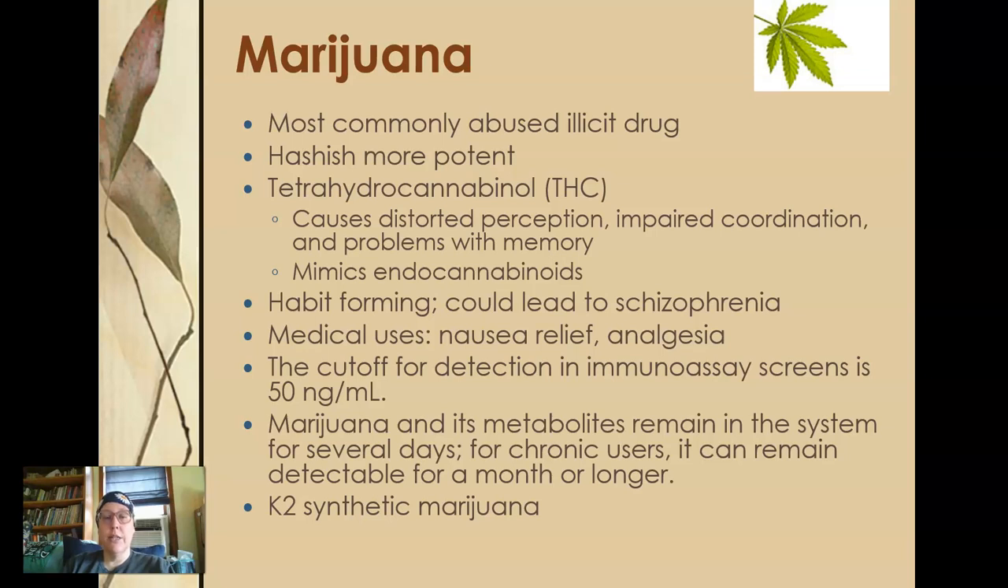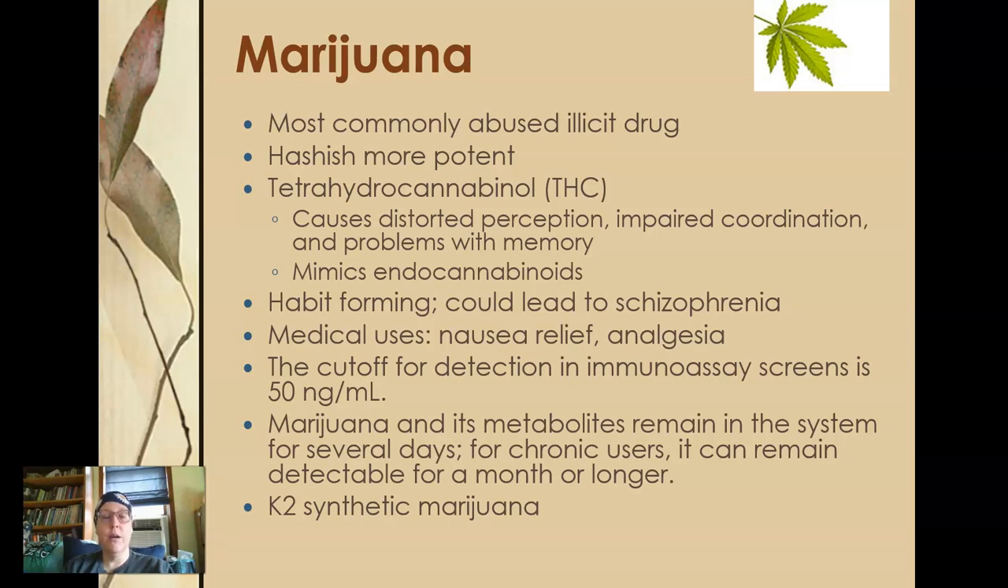The cutoff of detection in the immunoassay screen is 15 nanograms per mL. Marijuana and its metabolites remain in the system for several days. And for chronic users, it can remain detectable for a month or longer. And some programs that are testing for marijuana use and drug use were actually doing hair analysis to detect longer spans of use, and refusing entry into healthcare programs if the student was positive.